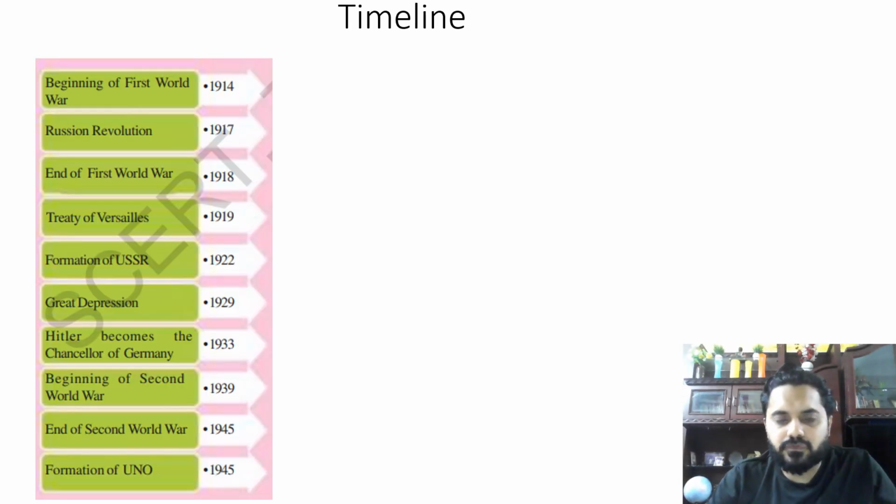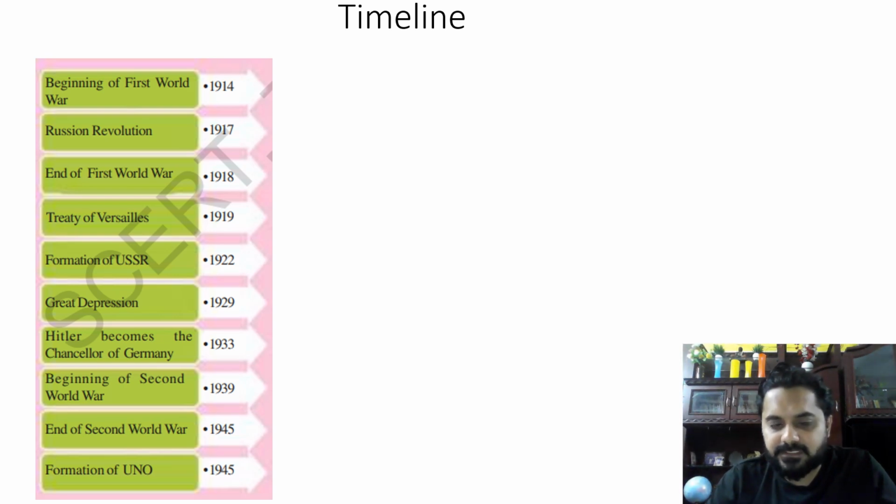Let us now go through the timeline that is given in the textbook. Before we get into the timeline, we need to have a basic understanding of what a timeline is. A timeline is a way of organizing and displaying historical events in chronological order. Chronological order means when you describe the events as per the dates in order of their occurrence. So that is what is called chronological order.